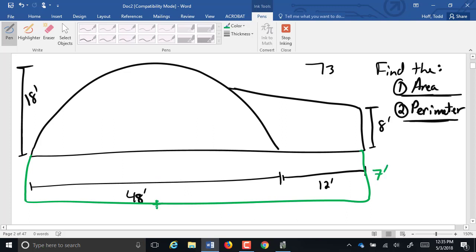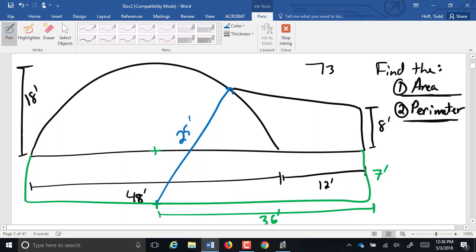Now from that is the center of our circle here. By the way, from here out is still how far? That's still 36 feet, by the way. From the center of our circle out to this point is our radius of 25 feet.